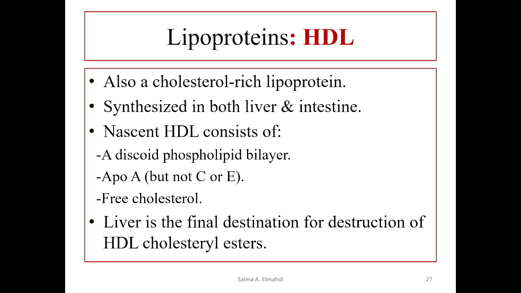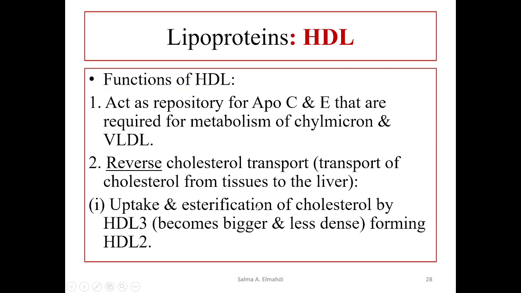HDL lipoprotein is also a cholesterol-rich lipoprotein. However, its relationship with ischemic heart disease and atherosclerosis is the opposite of that of LDL. HDL is synthesized in both liver and intestine. The nascent HDL, the newly formed HDL, consists of a discoid phospholipid bilayer. It contains ApoA, but it does not contain C or E. It contains free cholesterol. The liver is the final destination for destruction of HDL cholesterol esters.